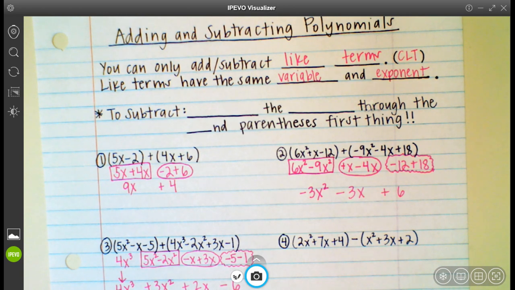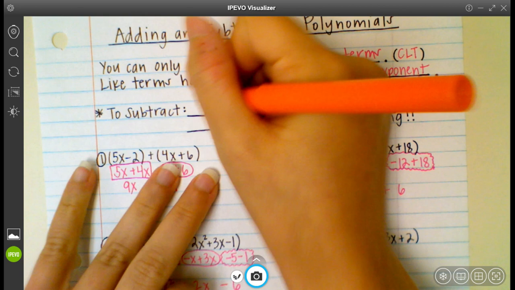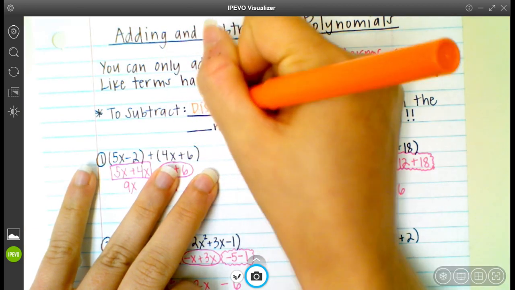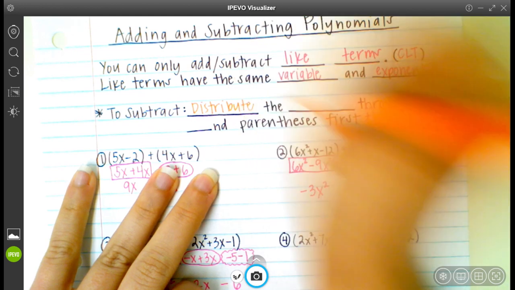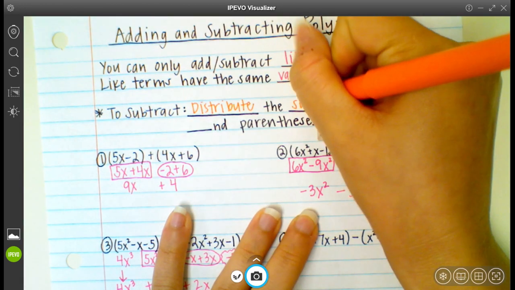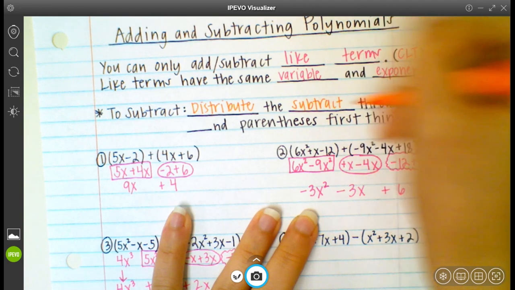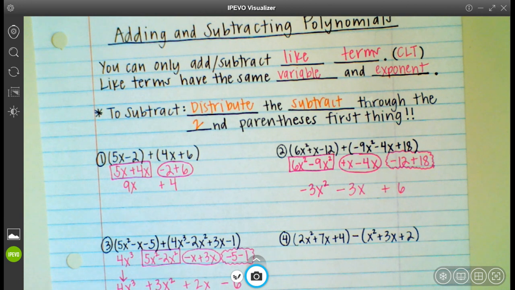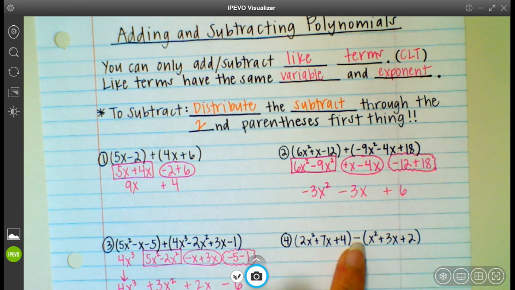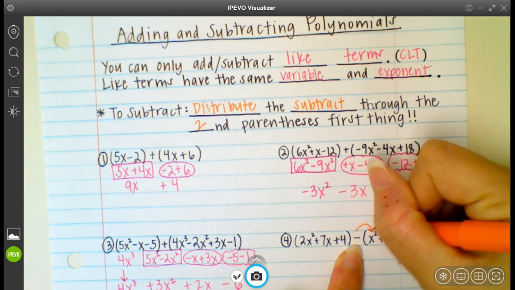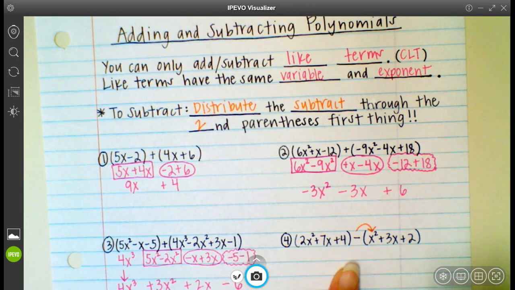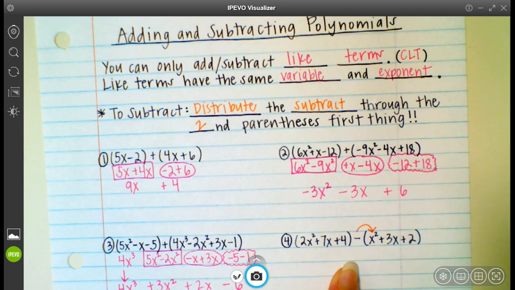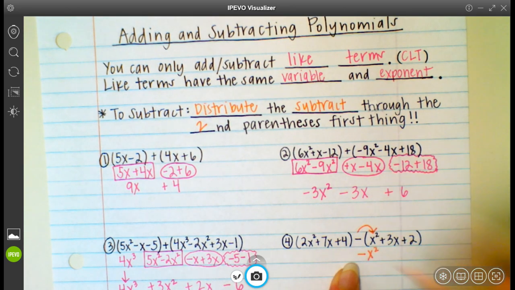So in order to subtract, you are going to distribute the subtract through the second parenthesis. First thing. So you must distribute the subtraction. So when we look at number 4, which is our first subtraction question, we're going to subtract everything in the second parenthesis. So instead of a positive x squared, this becomes a subtract x squared.